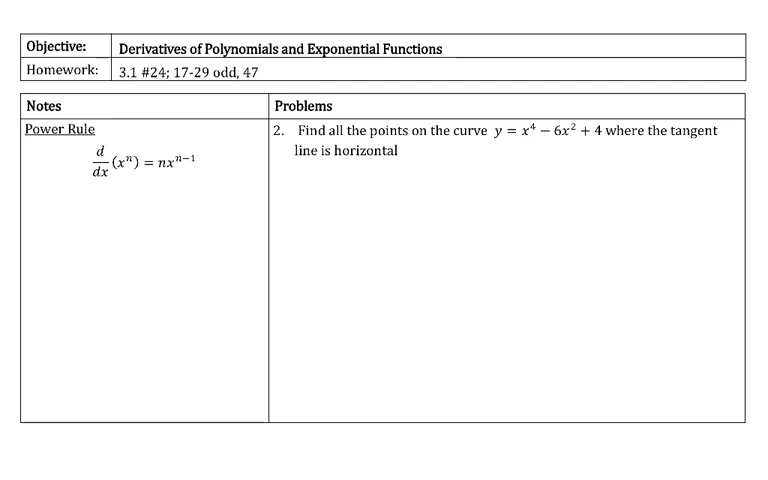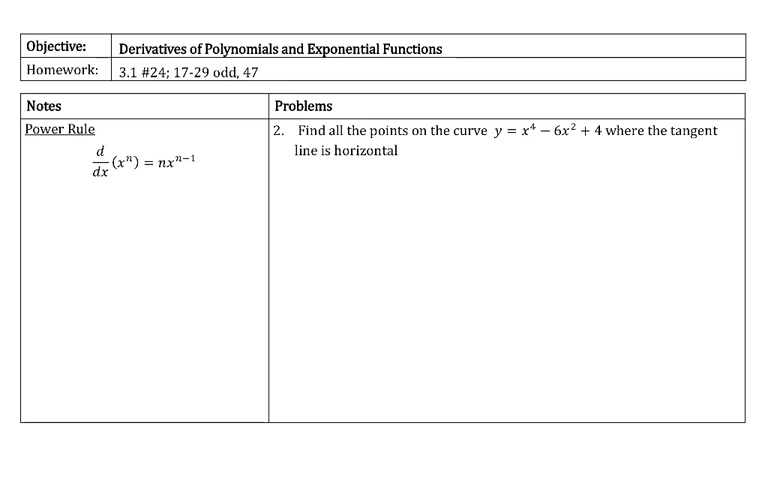Now, a more complicated question would be: find all the points on the curve y equals x to the 4th minus 6x squared plus 4 where the tangent line is horizontal. So this is a nice reminder of some facts that we want to remember about our first derivatives.